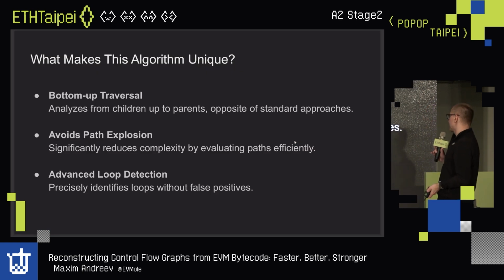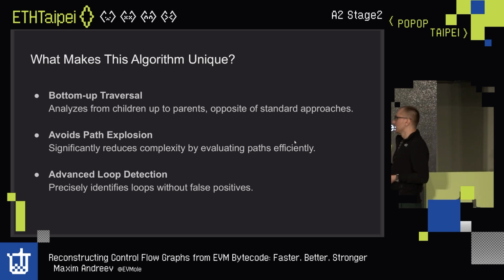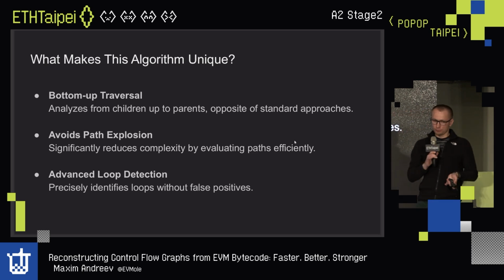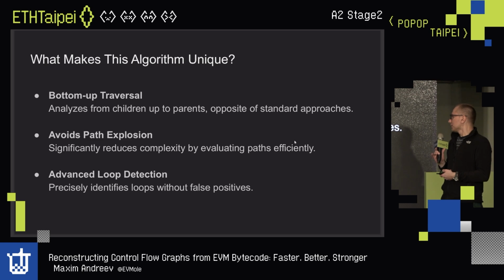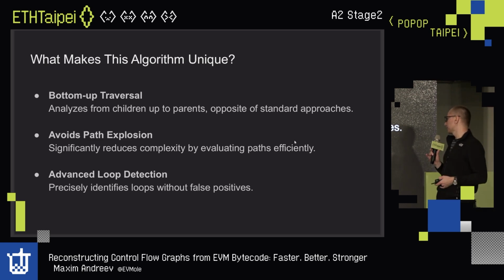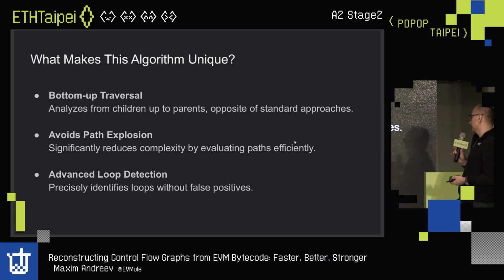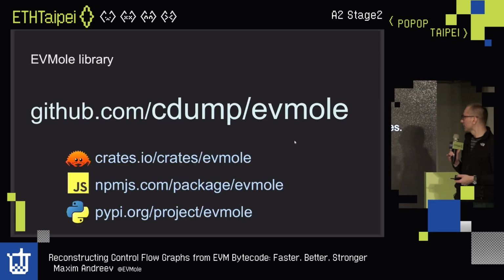And what makes this algorithm unique? At first, it's a bottom-up traversal, because some algorithms which I reviewed before take another approach and go from top to bottom. This algorithm avoids path explosion because it significantly reduces the complexity, and it identifies loops without false positives using these intermediate states.